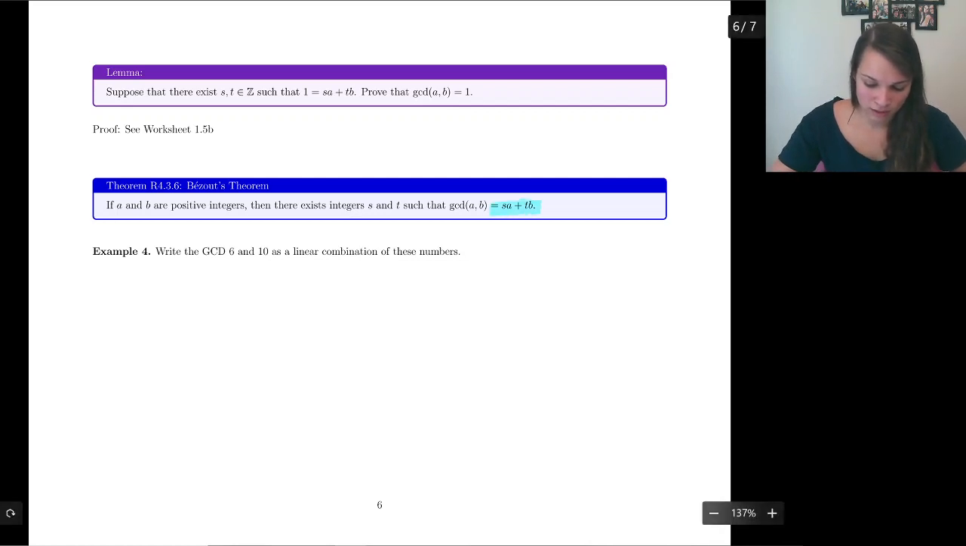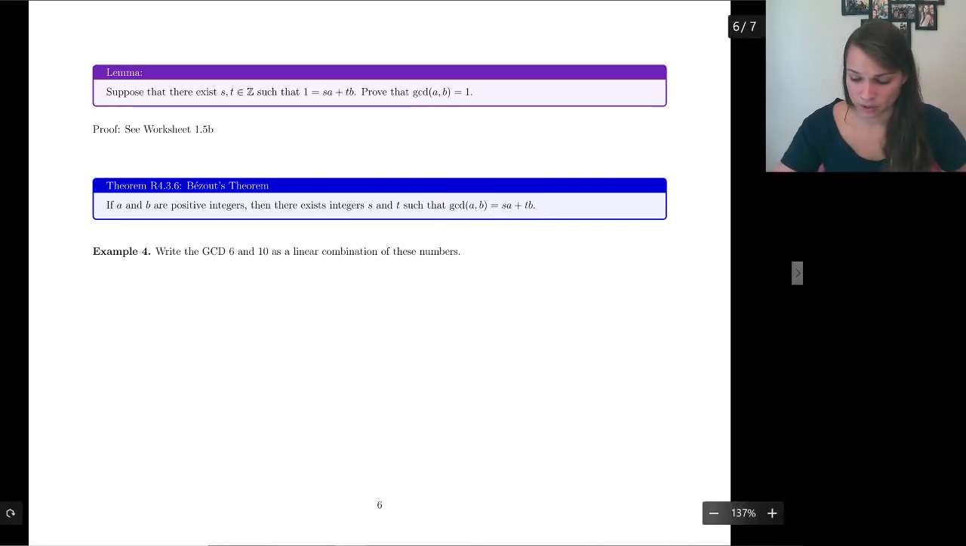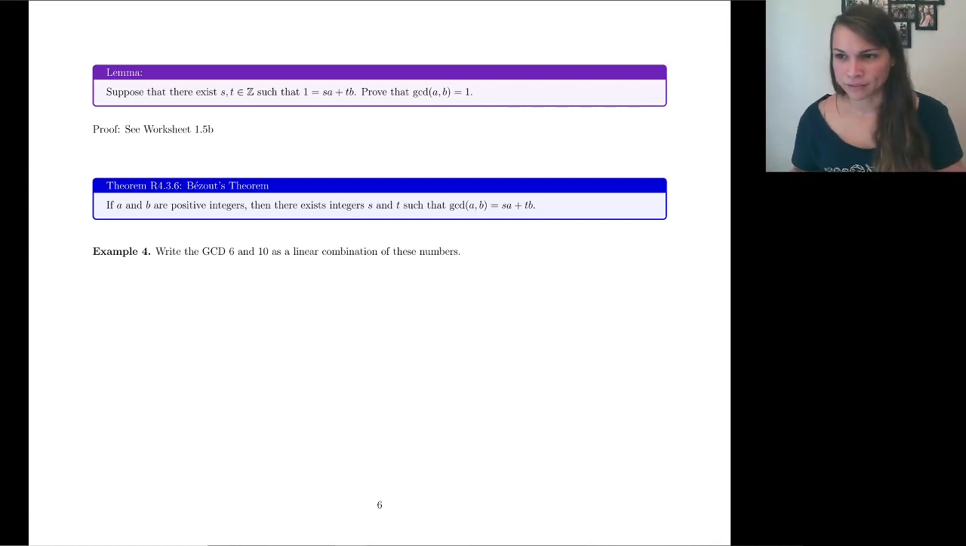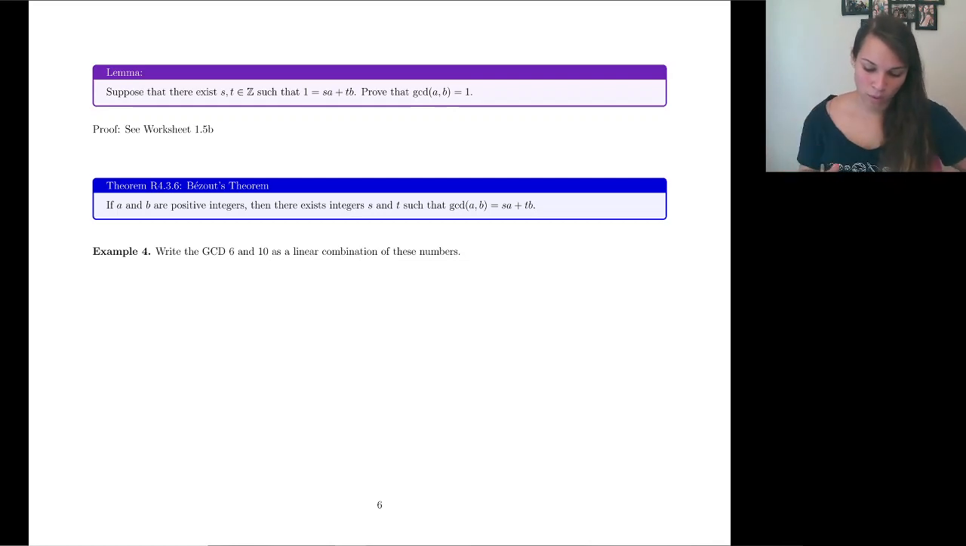Bezout's theorem says that doesn't matter what the GCD is, you can write it as a linear combination of A's and B's. We are not going to prove it because it is not particularly enlightening, and I don't have time to do that in my life. So with this in mind, we want to write the GCD of 6 and 10 as a linear combination of these numbers. Yes, I can pick out the fact that the GCD of 6 and 10 is 2 right off the top of my head, but we want to do Euclid's algorithm because that's going to be very helpful here in a second.